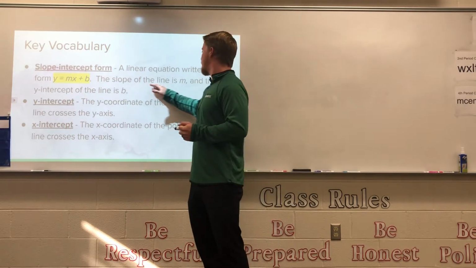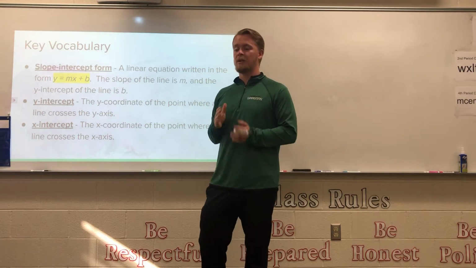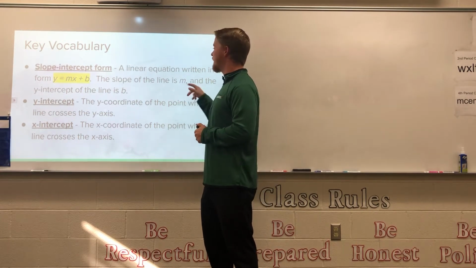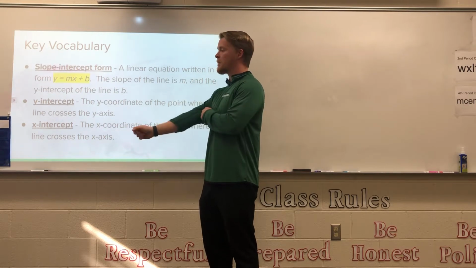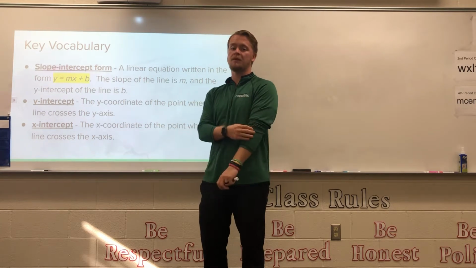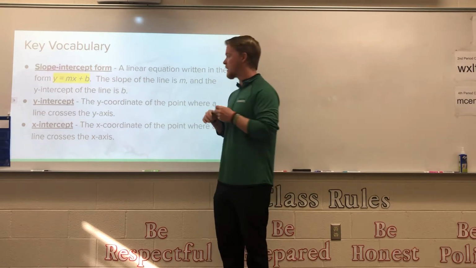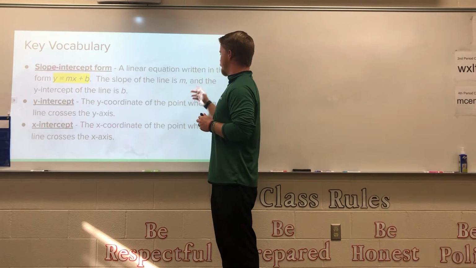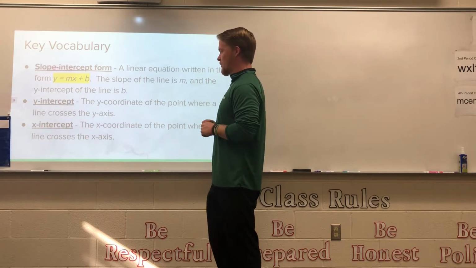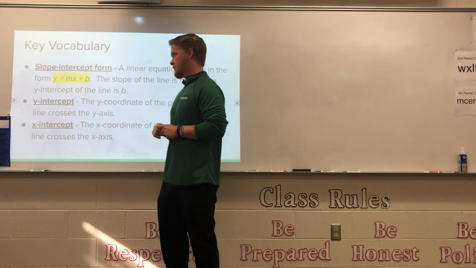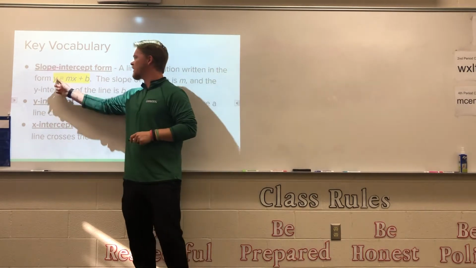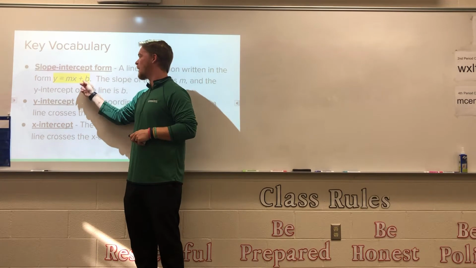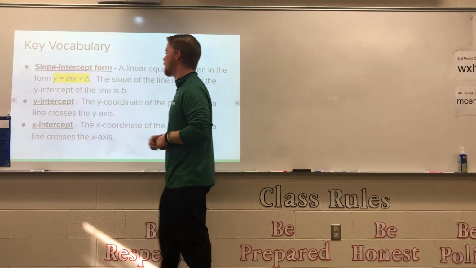The slope of the line is m, which we've discussed already. Remember, m represents slope. We haven't talked about b though. The y-intercept of a line is b. So the y-intercept of a line means when the line goes through the y-axis, or intercepts the y-axis. So that point is represented by b. So in this equation, y and x stay there. M is your slope, b is your y-intercept. Make sure you keep those straight.